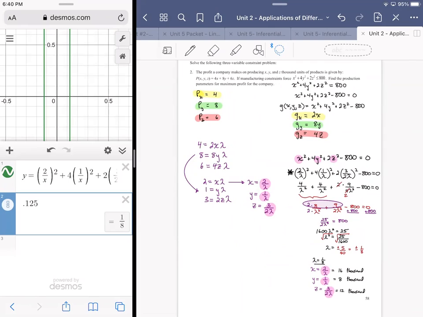The next problem is involving multiple constraints. So it's a pretty fun problem. Also a Lagrange multiplier question.